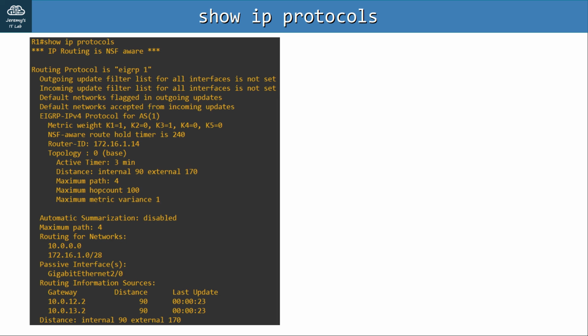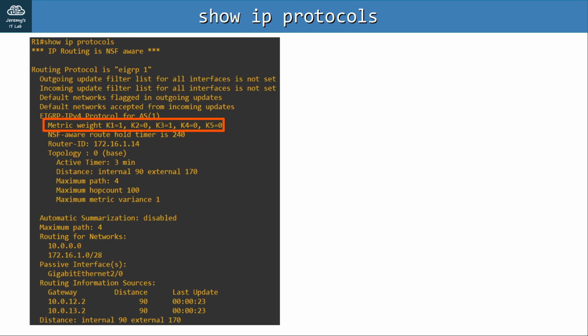Let's take a look at the show ip protocols command when EIGRP is running. Routing protocol is EIGRP 1, 1 being the AS number we configured, of course. Remember what I said in the previous video about EIGRP's metric? It uses interface bandwidth and delay by default. Those are the K1 and K3 values that are set to 1 here.